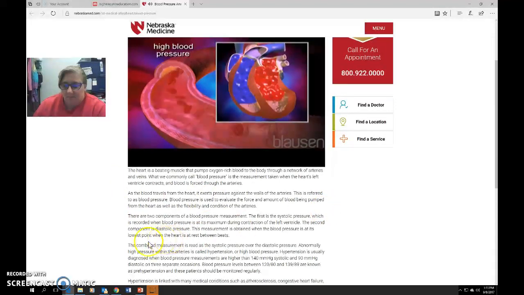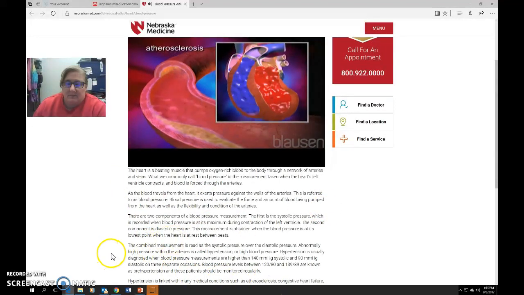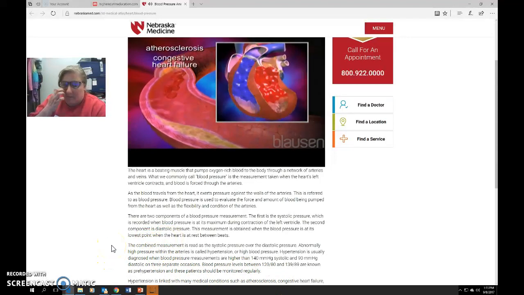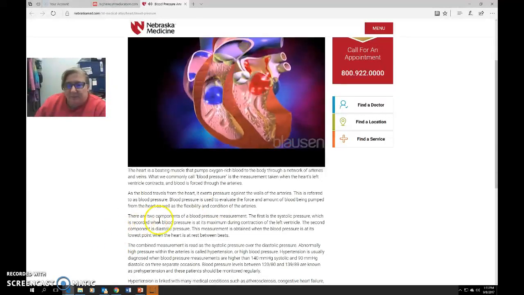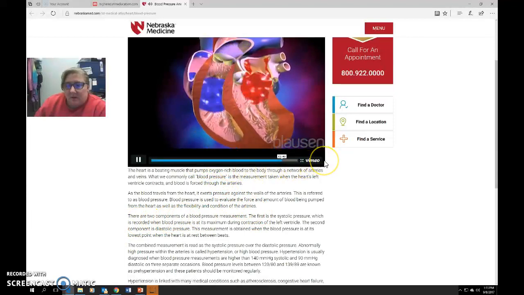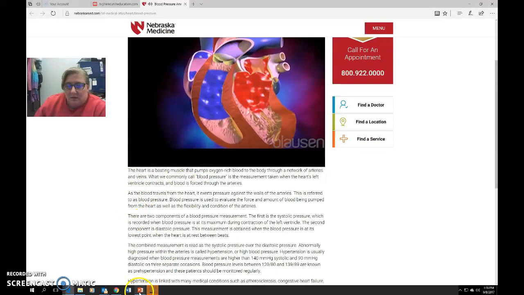Hypertension is linked with many medical conditions, such as atherosclerosis, congestive heart failure, stroke, heart attack, and kidney damage, to name a few. If left untreated, hypertension can seriously damage the heart and blood vessels. The good news is that patients with hypertension can usually control their disease with medication and with changes to diet and lifestyle.